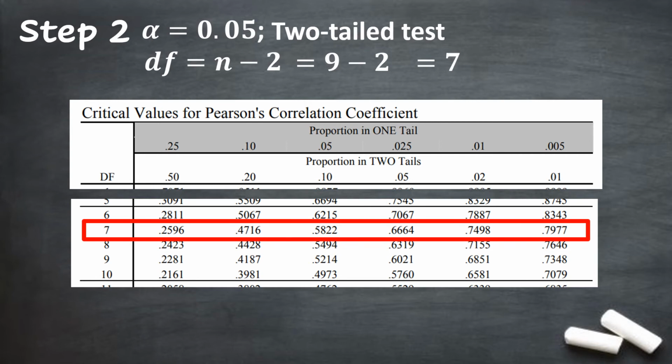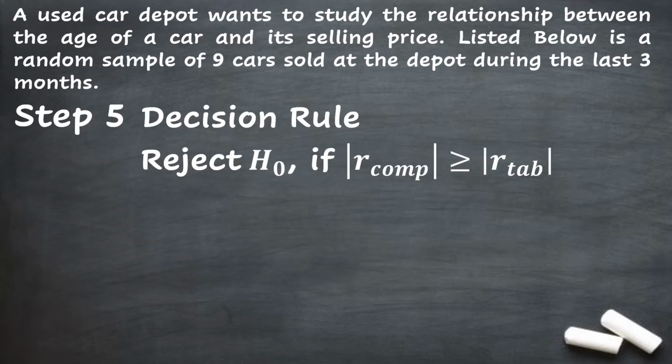Locating the degrees of freedom, in the first column we have 7, and we have to draw an imaginary horizontal line that will pass through 7. Next is to locate the two-tailed test, which is in the second row, and look for the level of significance equivalent to 0.05, and draw an imaginary vertical line that will pass through 0.05. The intersection of those two imaginary lines will be the value for your R tabular.